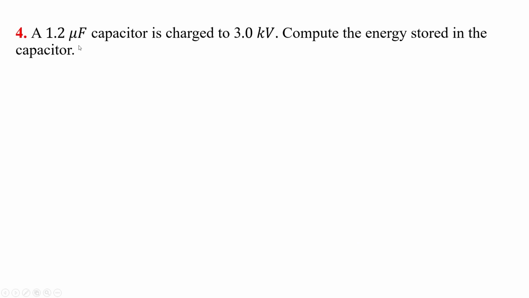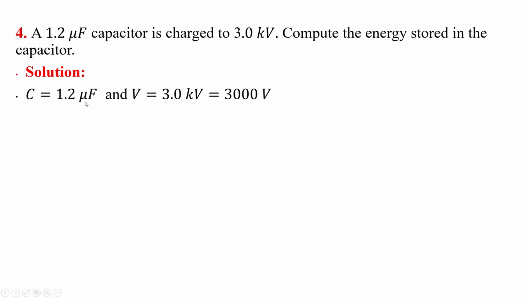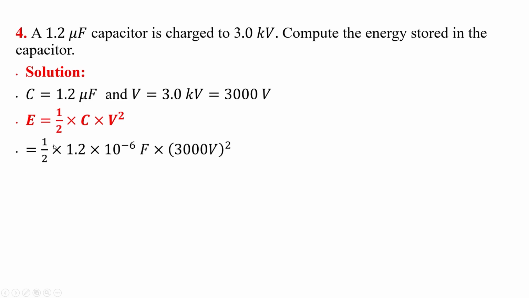Question number 4. A 1.2 microfarad capacitor is charged to 3.0 kilovolt. Compute the energy in the capacitor. So here the capacitance is 1.2 microfarad, which is 1.2 into 10 raised to the power minus 6, and voltage is 3.0 kilovolt, that is 3000 volt. So the energy, we can also use the work formula for the energy as well. So energy is equal to 1 over 2 multiplied by 1.2 into 10 raised to the power minus 6 into 3000 square. After calculation, we get the final value of the energy to be 0.6 joule.